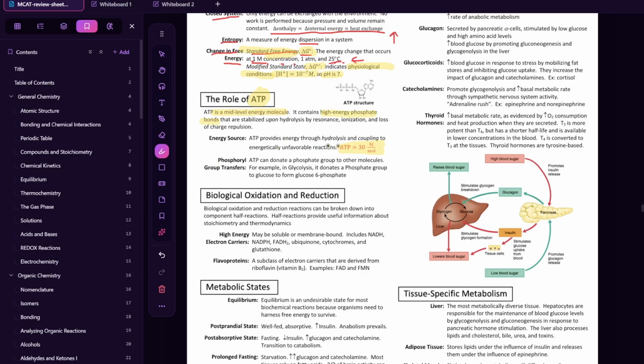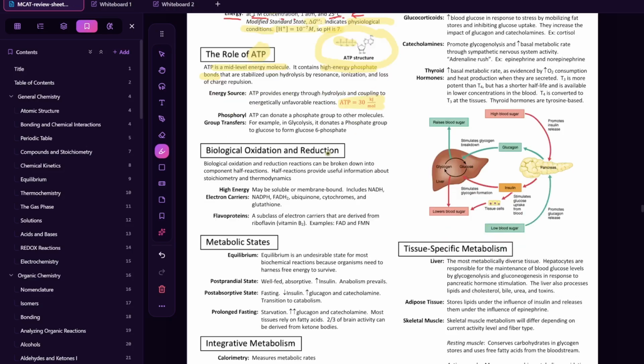So there's phosphate in it. I believe it's right on there. You can't really see it that well. There's an ATP structure diagram there. So why is that bond high energy?